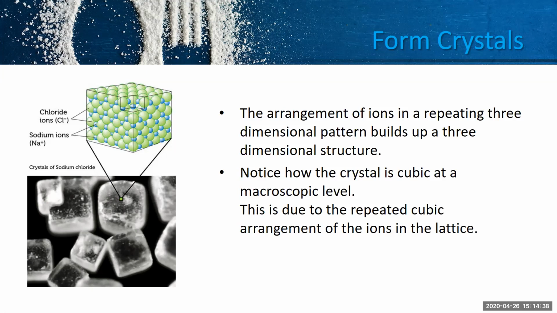If you form crystals of sodium chloride really slowly, so that it gives the lattice time to build up that perfect arrangement, you'll end up with a cubic crystal. So you can actually tell what the arrangement of particles in a lattice is by the shape of the crystals that they form.